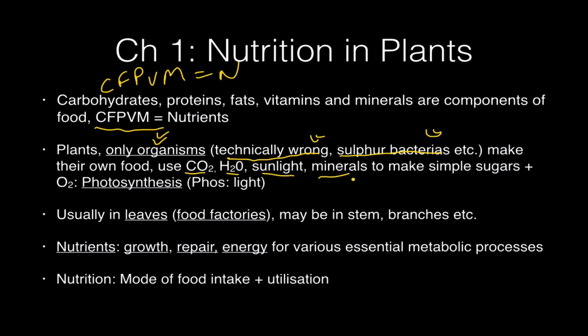They take minerals, carbon dioxide, water, sunlight to make simple sugars like glucose, and they release oxygen in the process. This process is called photosynthesis. Phos means light. So what happens in photosynthesis is, let's say there is something called chlorophyll. Chlorophyll will absorb the PAR, that is photosynthetically active radiation, and the light energy will be coming.